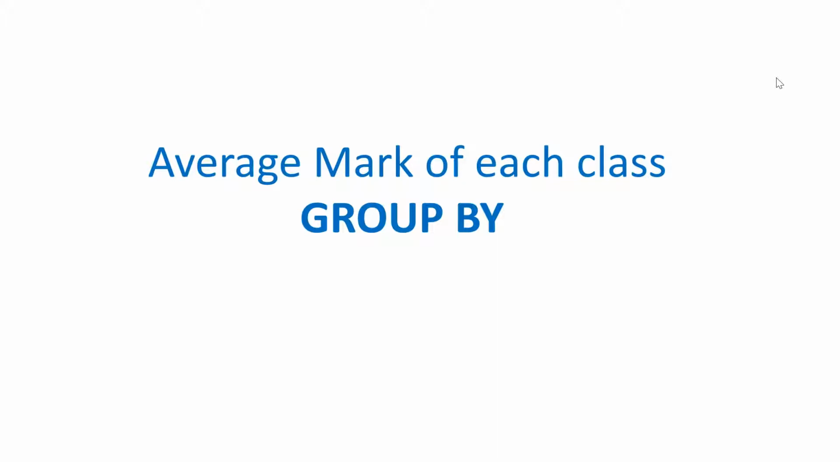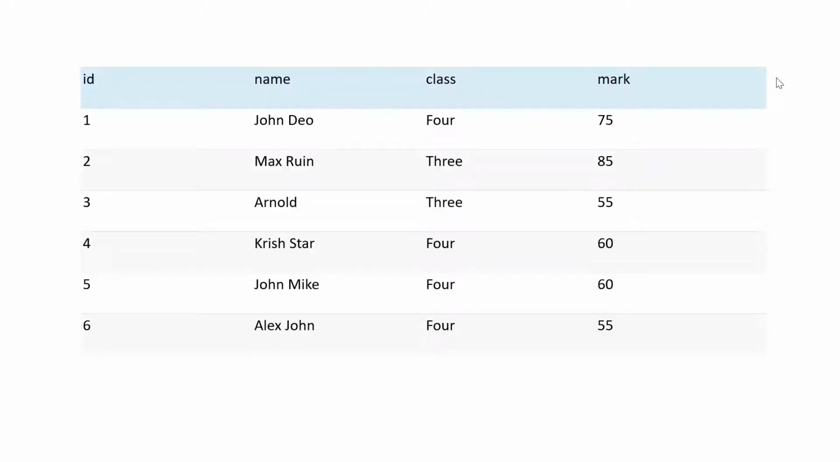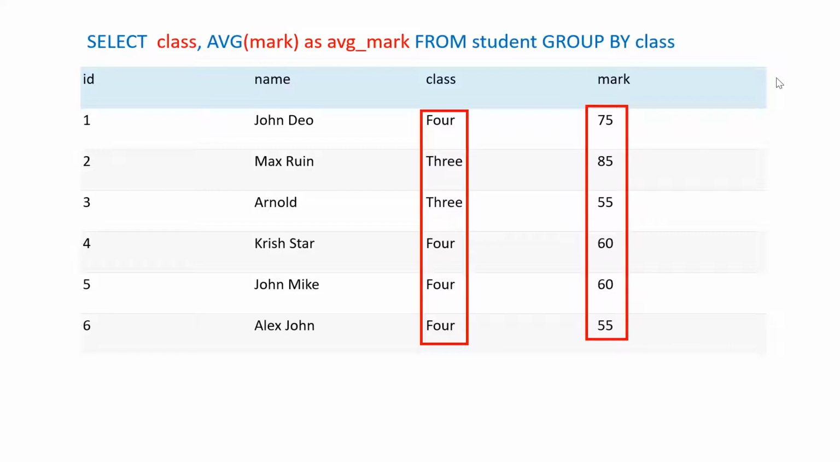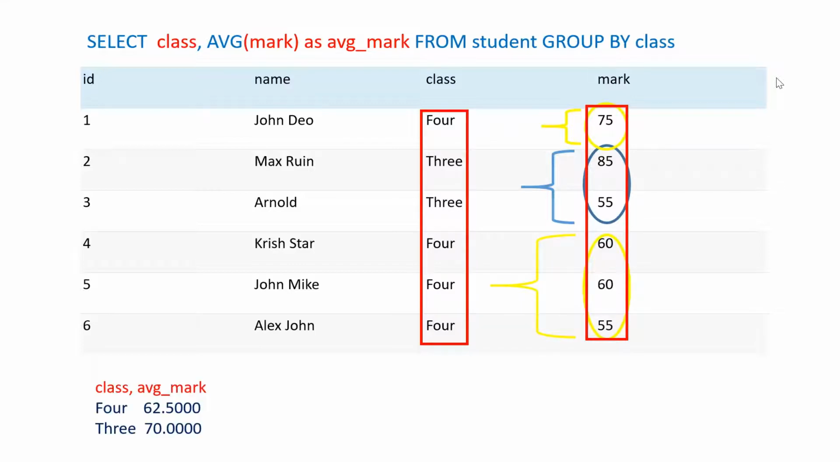We'll add the group by condition to our student table. So here you can see that we have 2 columns, class and average mark, we are getting, but we will be making groups in classes. So there are 2 groups, class 4 and class 3. So the query is here. This query will give us the average value in class 4 and also in class 3 as we are using the group by command.